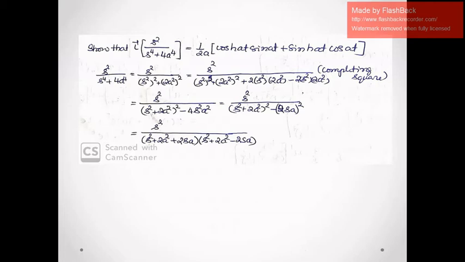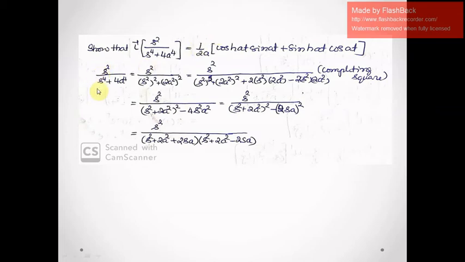Next we have a problem. Show that the inverse Laplace transform of s square by s power 4 plus 4a power 4 is 1 by 2a into cosh at sin at plus sinh at into cos at. This is also resolving into partial fractions and completing the square altogether. So we'll slowly do it one by one.